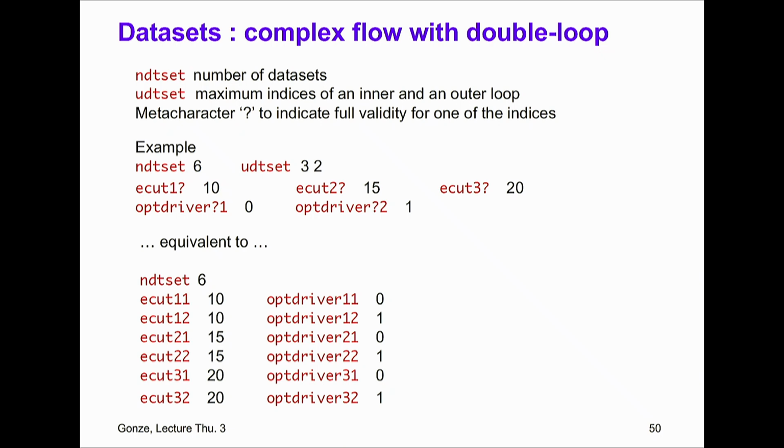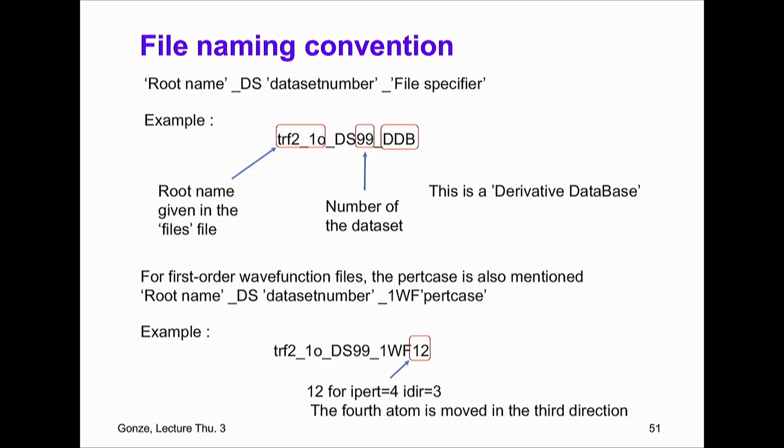You see I'm doing with ECUT 10 these two calculations, but here I change ground state, DFPT. Then with 15, ground state, DFPT. With 20, ground state, DFPT. Okay, it's not very difficult to understand, and I find it quite powerful, but it has nothing to do with the power of Python script, I recognize.